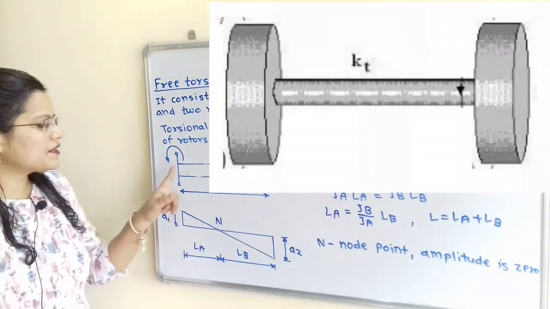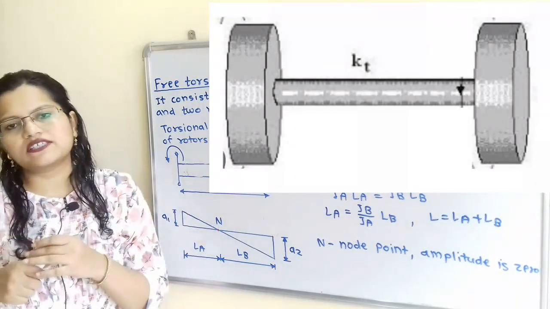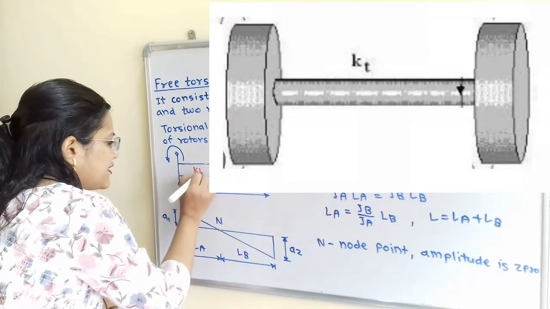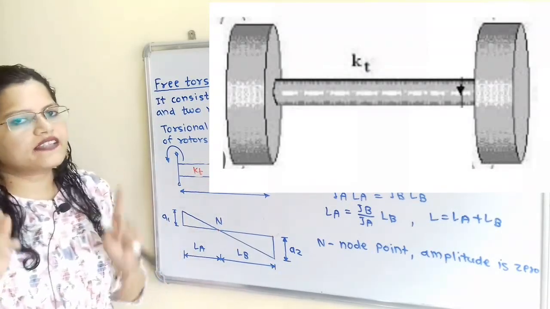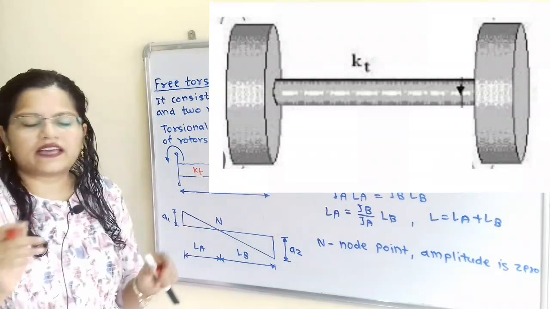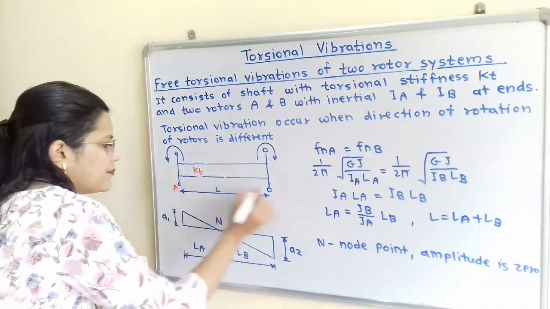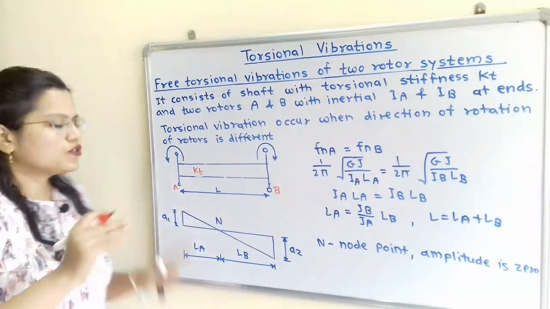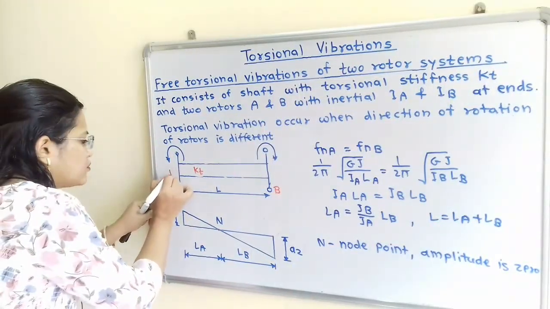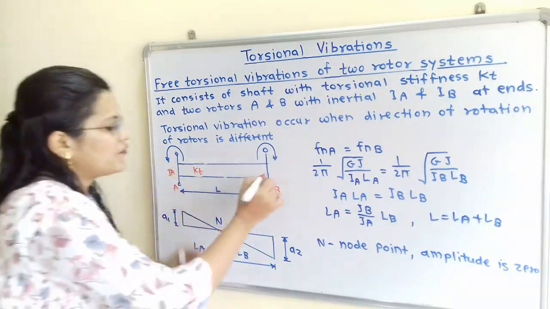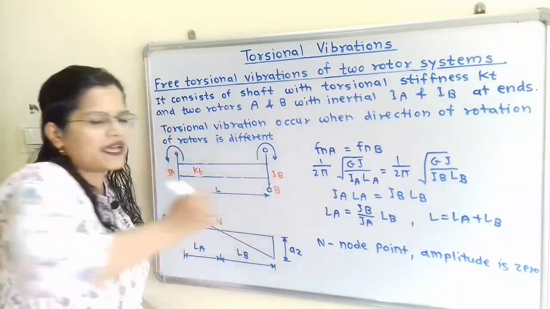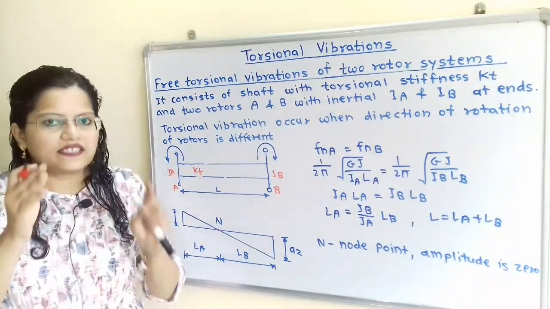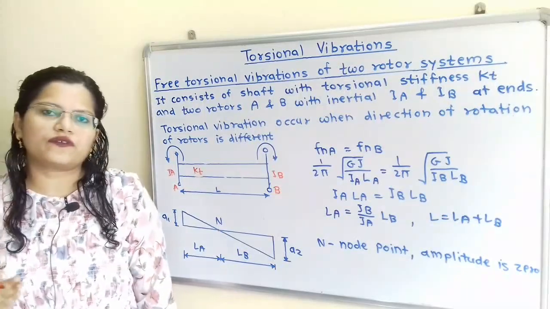In two rotor system there is a shaft with torsional stiffness Kt. So we will mention here torsional stiffness Kt for the shaft. And at the two ends there are two rotors, A and B, and these two rotors have mass moment of inertia. So mass moment of inertia for A is known as Ia, and mass moment of inertia for B is known as Ib. Now the shaft material has modulus of rigidity G.